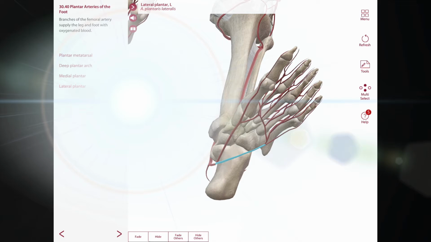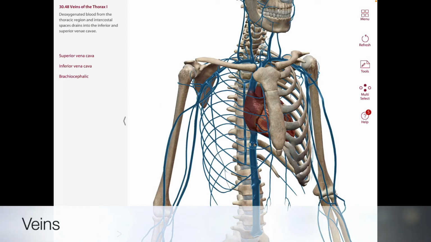Now, most of the veins in the body have similar names as the arteries. However, there are going to be certain exceptions. So in this video, I'm only going to explain or show you those exceptions. And we're going to start in the thorax.